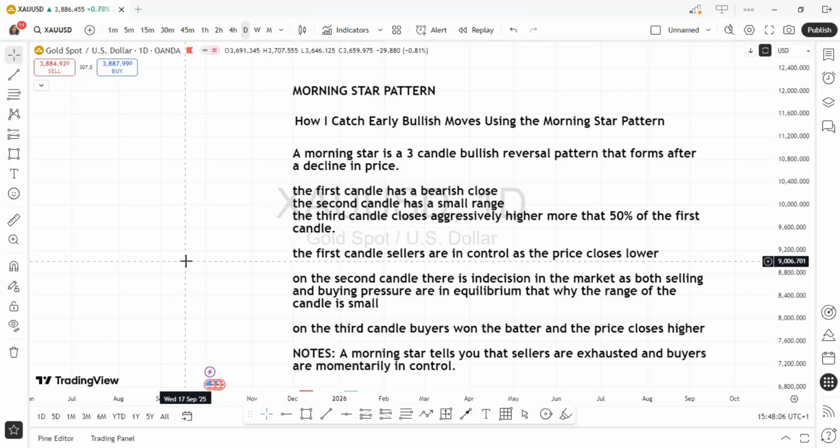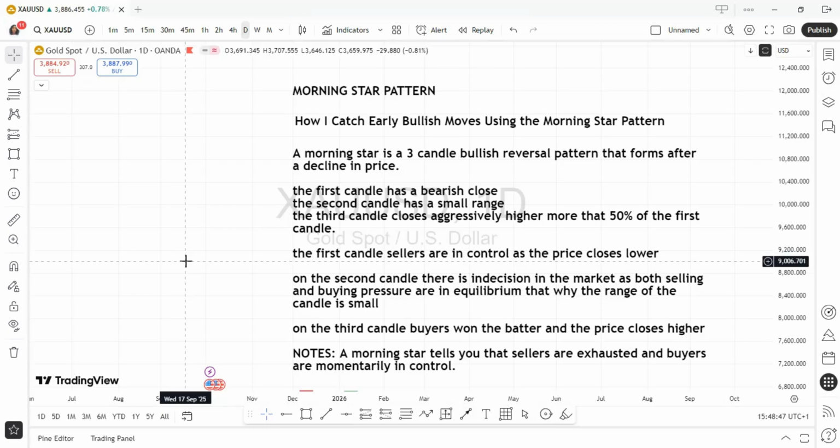What is the morning star? Morning star is a three-candlestick pattern that is formed after a decline in price. Yes, I've been teaching on bullish reversals and on two-candlestick patterns, but today let's talk about the one and only three-candlestick pattern, which is called the morning star. The first candle has a bearish close. The second candle has a small range, and we'll call that indecision. The third candle closed aggressively higher than 50% of the first candle.